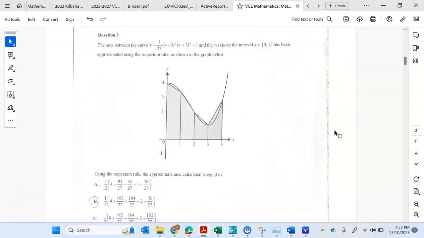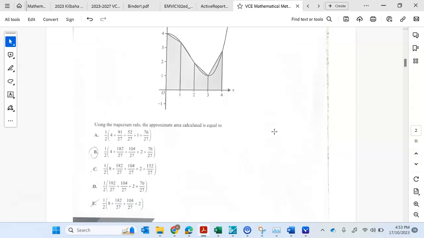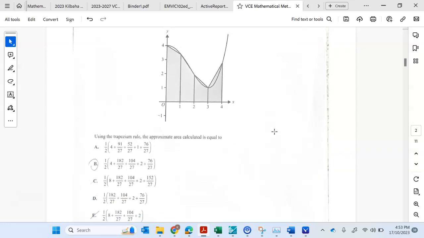All right, so let's move on to question number 3. So the area, blah, blah, blah, and the x-axis, blah, blah, blah, has been approximated using the trapezium rule. Using the trapezium rule, the approximate area calculated is. So when you're doing approximations with the trapezium rule, you've got the formula sheet. So it's not just a matter of doing, and I'm going to start writing again, because sometimes I think I talk and it's easier if I actually show you what I mean.